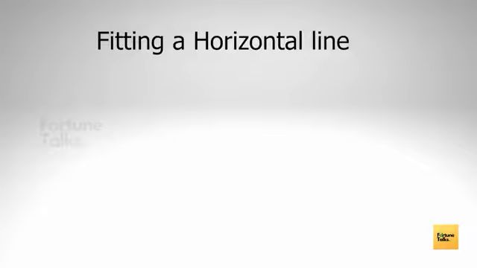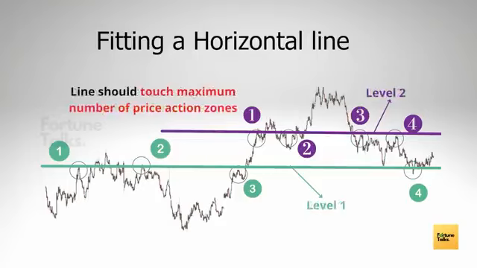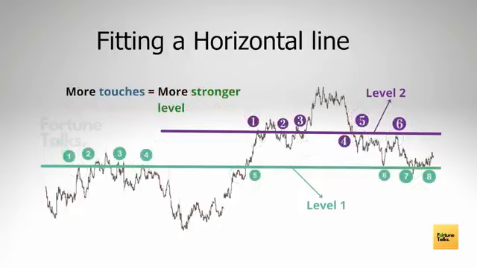Now after identifying and aligning your price action zones, we move on to step number 4, that is fitting a horizontal line. Connect the price action zones that we have identified with a horizontal line. After drawing the line, you have to adjust your level to get the maximum number of touches. The more touches, the better, because the more number of touches, the stronger the price level will act as a major support or resistance.